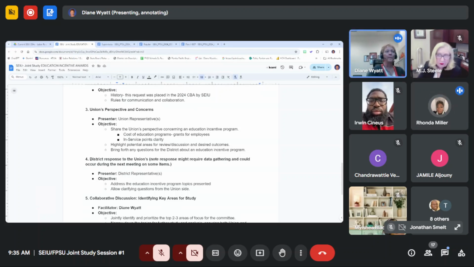All right, so we have two different groups represented here. We've got our SEIU and we have our district group. And the SEIU group asked that we come together to study educational incentives for the union members.